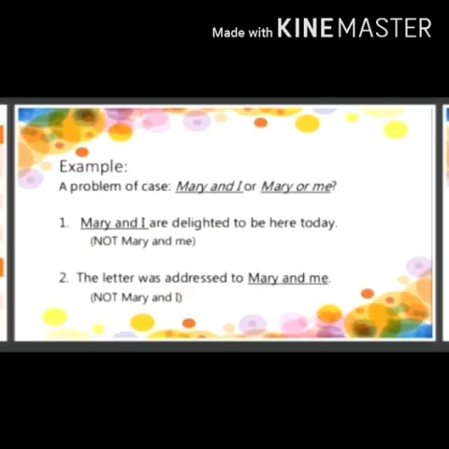First, Mary and I are delighted to be here today. And in the second sentence, the letter was addressed to Mary and me. Children, in the first sentence, Mary and I are subjects. That is why the pronoun takes the subjective case. But in sentence 2, Mary and me are acting as objects. That is why the pronoun takes the objective case.